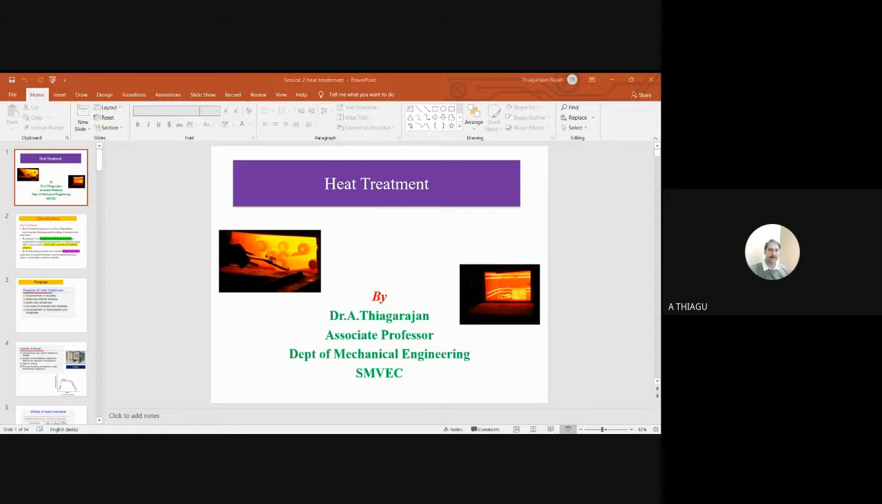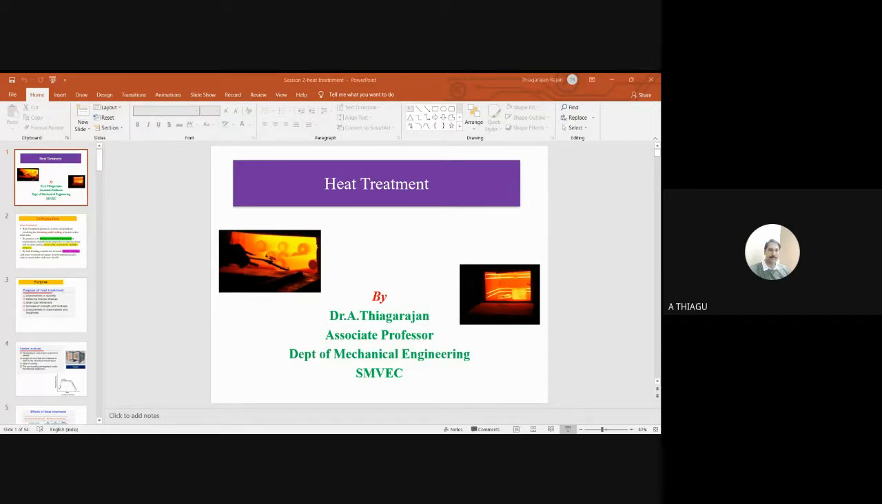Now this is your sample. You can consider this is a shaft. This is a torch where we mix oxygen and acetylene, so the flame will be produced. Parallelly, we connect some nozzles, and through the nozzle we pass a jet of water.